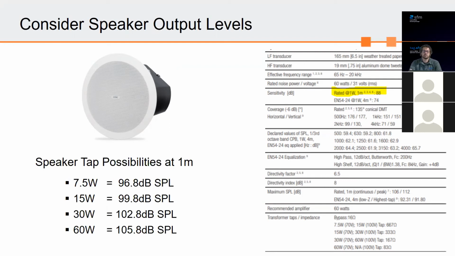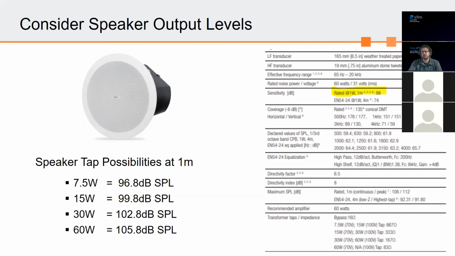Well, what if I consider a 70 volt system and I can tap it at 7.5 watts? I found that right here at the bottom, where it gives me my transformer taps and tells me I have a 7.5 watt 70 volt tap. We see a lot of 70 volt systems in corporate settings. Well, at 7.5 watts, I'm actually going to get 96.8 dB. How do I do that? I went online and found myself a peak SPL calculator.